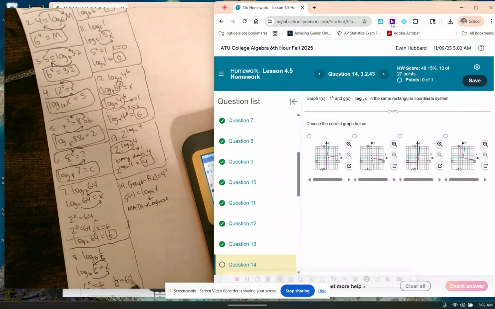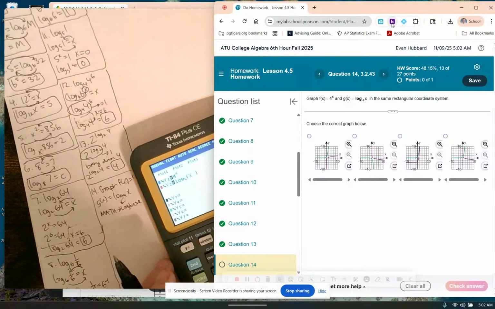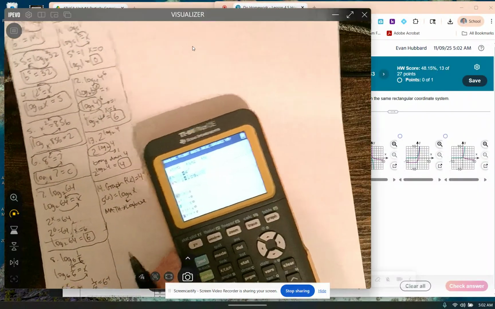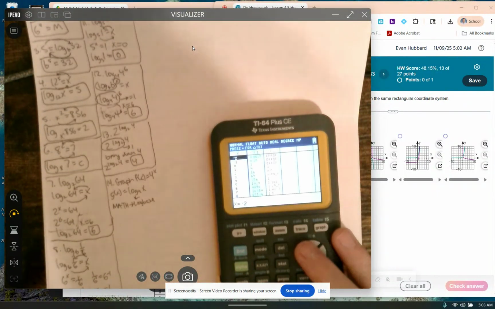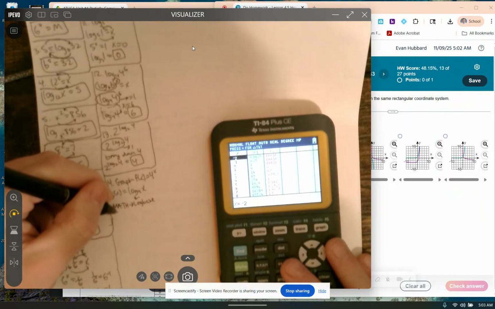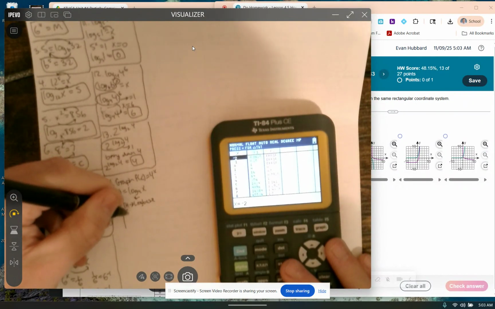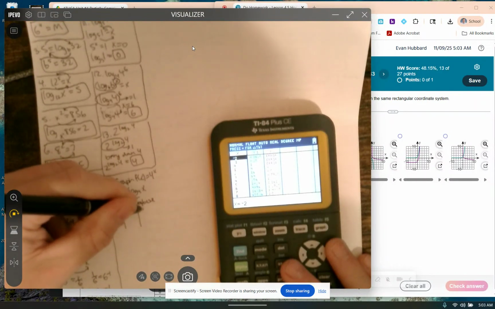So go to y equals. I'm going to do 4 to the power of x here, and then math log base 4 of x there. Okay, sorry about that. Sorry you couldn't see that. Let's move this. All right, now I'll go to the second graph. So I've got x, f of x, g of x.